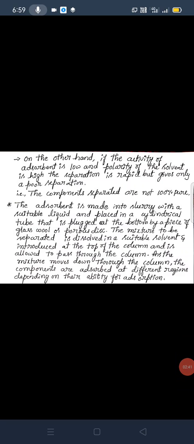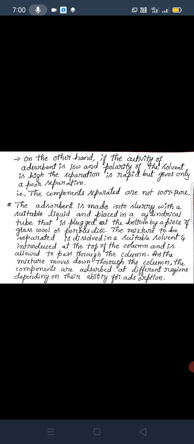Let us know about the requirements for column chromatography. First, column characteristics and selection, second, stationary phases, third, mobile phases, fourth, preparation of column, fifth, introduction of sample, sixth, development of column, seventh, detection of components, and the last one is recovery of components.